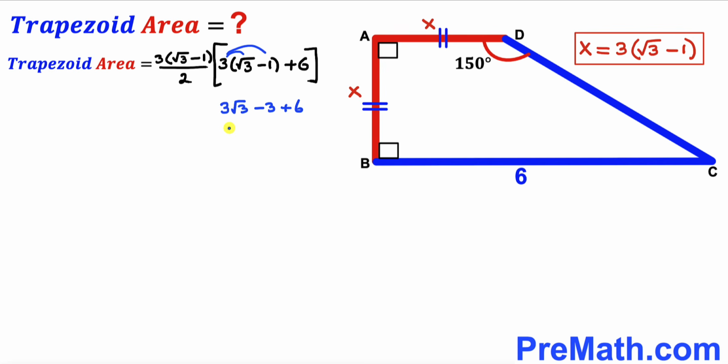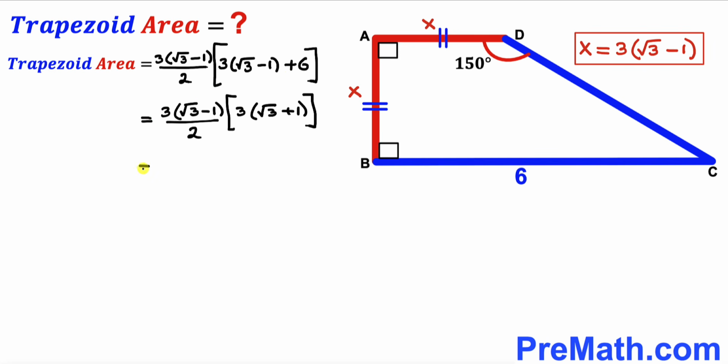And if we simplify, that is going to give us 3 times square root of 3 plus 3. And here we can factor out 3. That is going to give us 3 times the square root of 3 plus 1. So therefore this part inside this bracket simplifies to 3 times square root of 3 plus 1. And now we are going to multiply 3 times 3, and we are going to multiply these one as well.